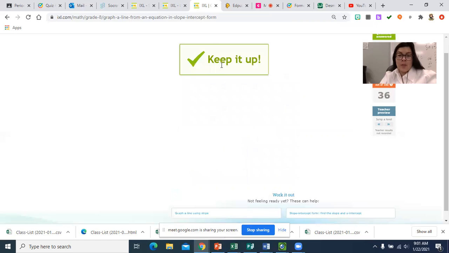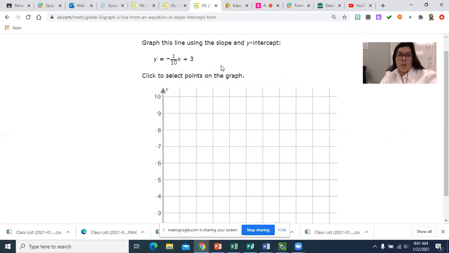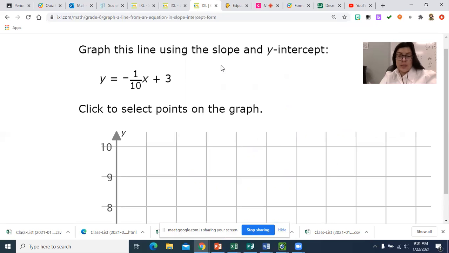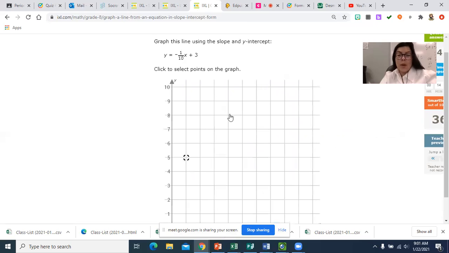All right, I hope we get an interesting one. All right, what is the y-intercept? A number without x or y. It's 3, so I put a point. Where do I put the point for the y-intercept? I put the point on the y-axis.